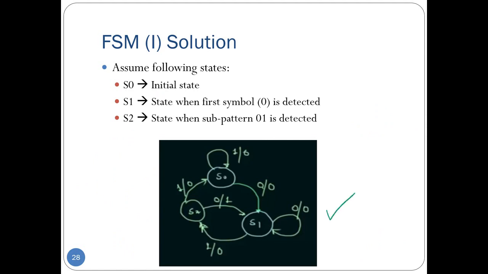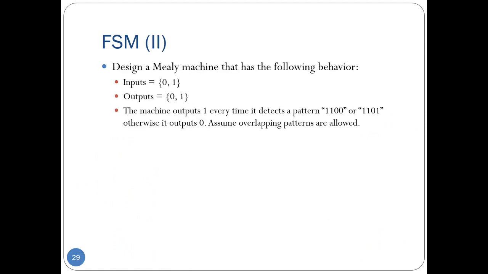The same machine is also shown over here in a slightly different pattern. So this question now is asking us to design a finite state machine that outputs a 1 if it sees one of these two patterns. Either it sees 1100 or 1101. Okay, so let's again define the states first.